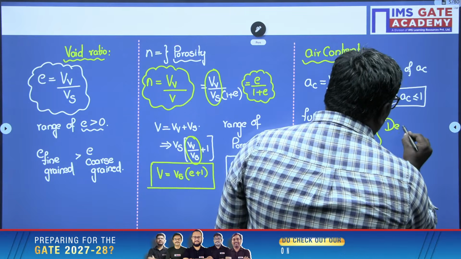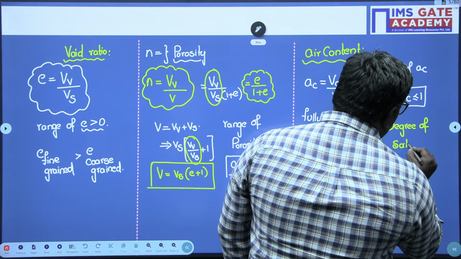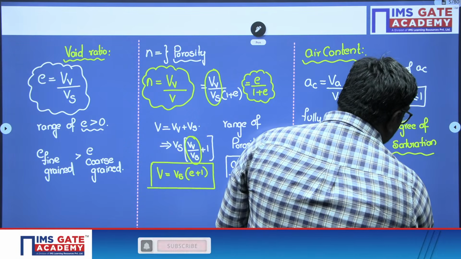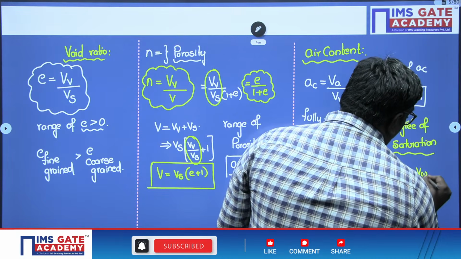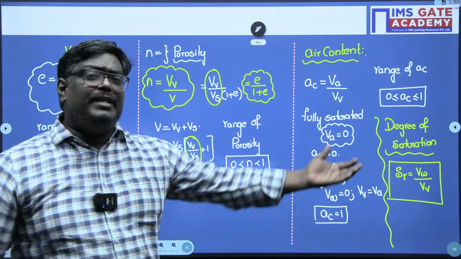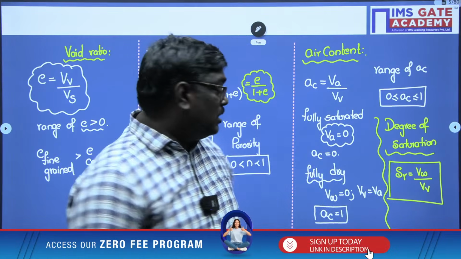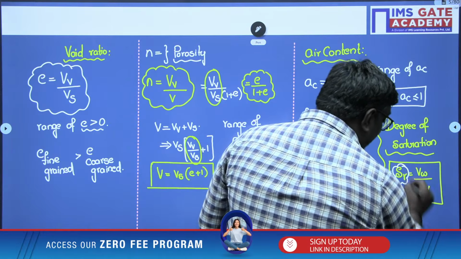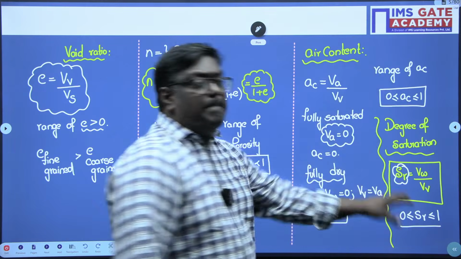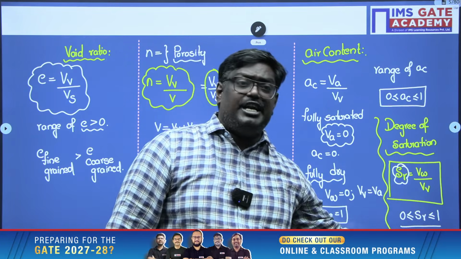Now we have degree of saturation. What do you mean by degree of saturation, sir? Saturation, the word itself means it is related to water. So degree of saturation, Sr, is given by the formula volume of water upon volume of voids. If they ask in percentage, you just have to multiply with 100. So the degree of saturation range will be 0 ≤ Sr ≤ 1. Here it will be completely vice versa: in dry state, degree of saturation will be 0 and in fully saturated state it will be equal to 1.